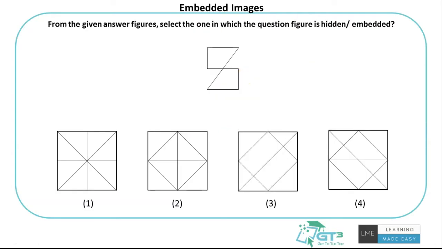Another type is the embedded figures. Basically I give you a figure like this, and I ask you in which of these options this figure is already hidden, like I should be able to pick this. Just make sure they might not be drawn to perfect scale most of the time. So don't get confused and try to look only for exact matching with respect to sizes. But you should not have something like this.